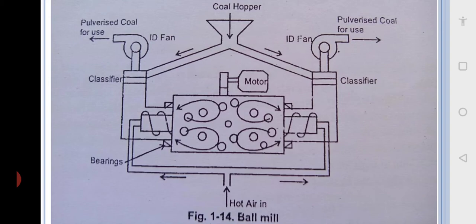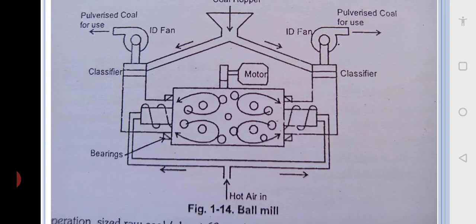And the coal, when the balls hit the coal, it will convert into powder. And that pulverized coal is taken by this fan. You can see there are two fans on the top, extreme right and left. The ID fan, the induced draft fan, means they are sucking the coal powder, and this pulverized coal is sent for further use. So this is known as a simple ball mill.